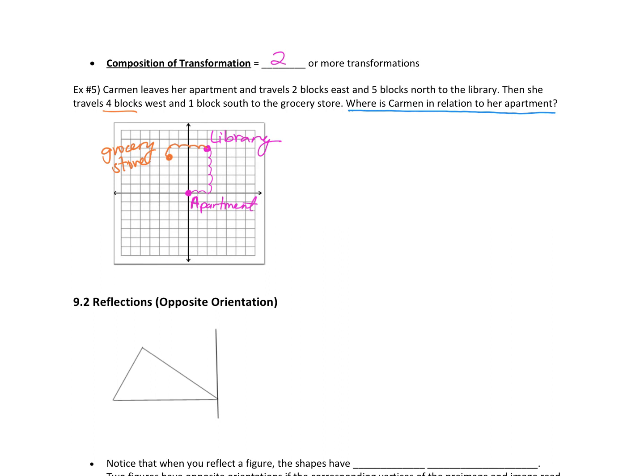Negative 2, 4, right? Or like having 2 west, 4 north. She's 2 blocks west. And what? 4 north. 4 blocks north. She is currently 2 blocks west and 4 blocks north. Okay? It's tempting to say 2 blocks east and 4 blocks south, right? But that's not where she is. That's where she'd have to go to get back to her apartment, right? So just pay attention to the wording on that. She's 2 blocks west, 4 blocks north.